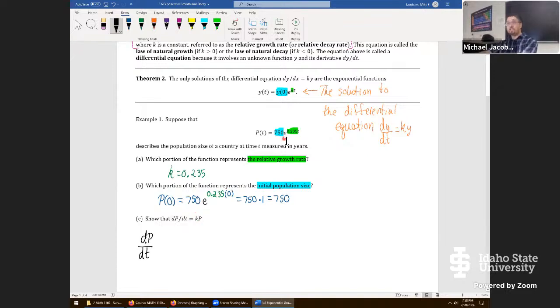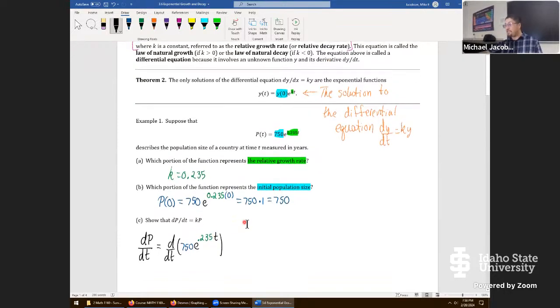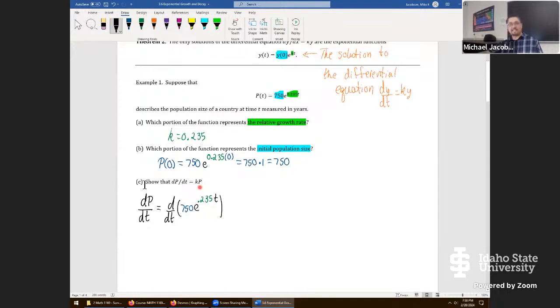But this is the function we're differentiating, so here's how it goes. d dt, I'm going to insert the function 750 e to the power of 0.235t. And the color coding is actually pretty important on this one to see. You don't have to do it for your notes, but I'll try to be careful on paper here.